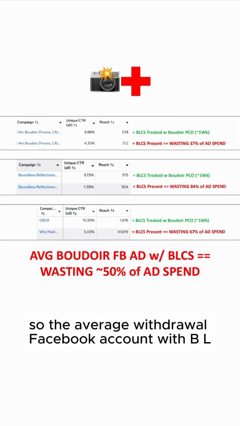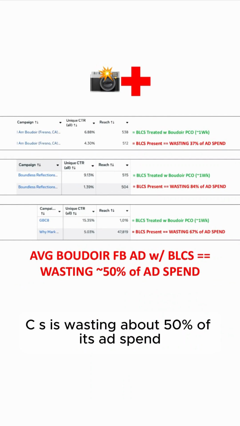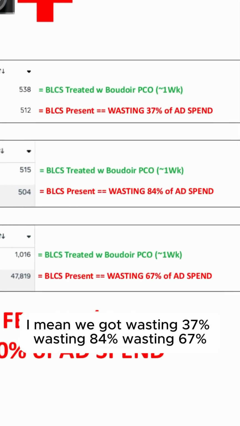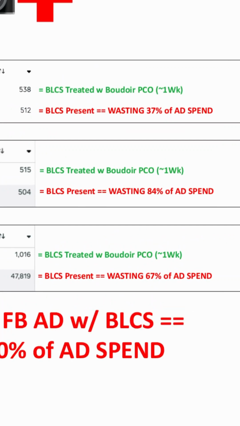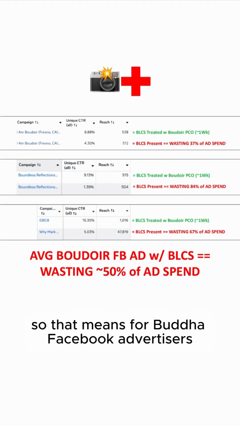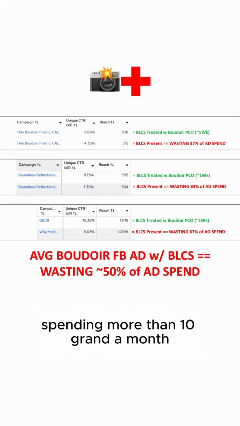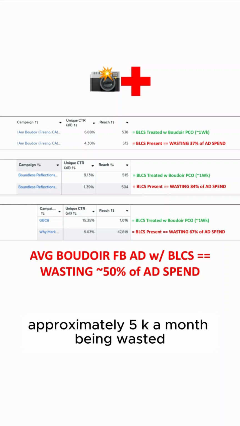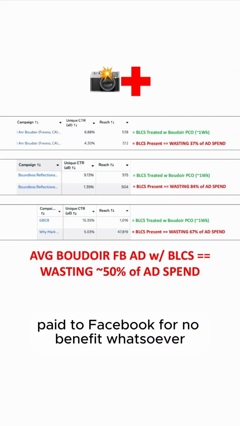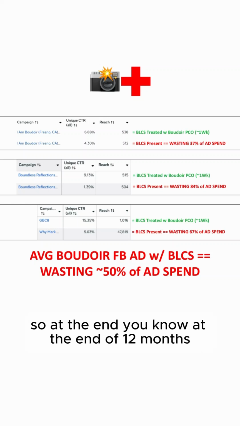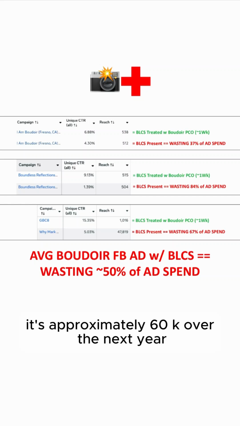So the average Boudoir Facebook ad with BLCS is wasting about 50% of its ad spend. So, look at the numbers right here. We got wasting 37%, wasting 84%, wasting 67%. Take the average of these numbers, it's probably somewhere between 50 to 60%. So that means for Boudoir Facebook advertisers spending more than 10 grand a month, literally off the rip, approximately 5K a month is being wasted, paid to Facebook for no benefit whatsoever. And that's every single month. So at the end of 12 months, it's approximately 60K over the next year.